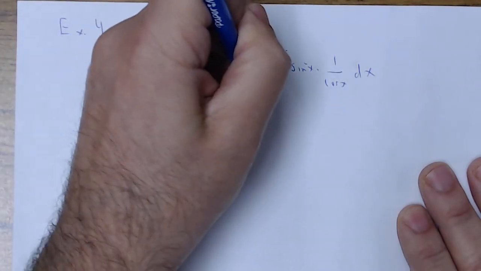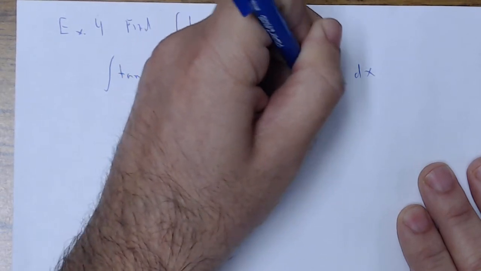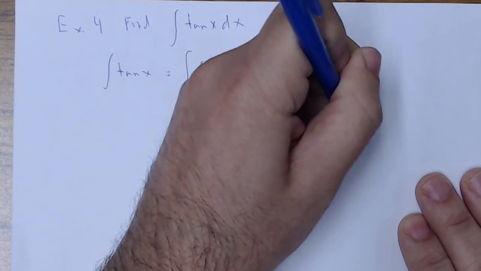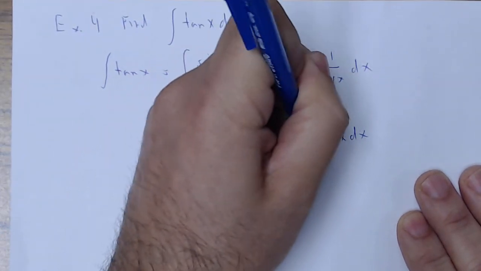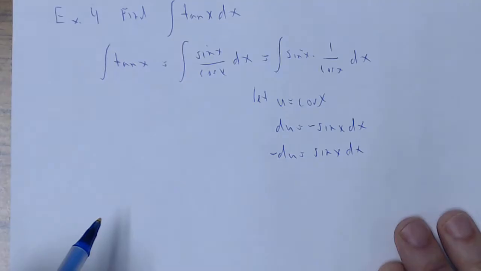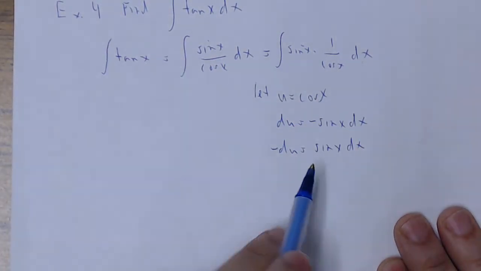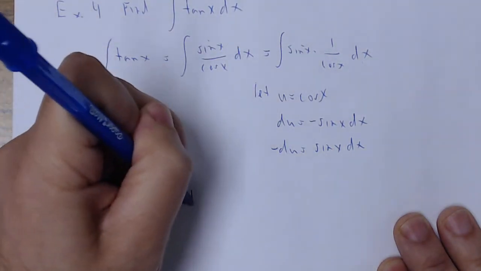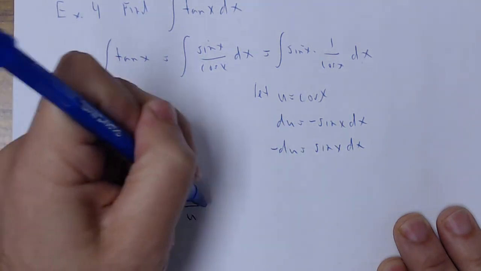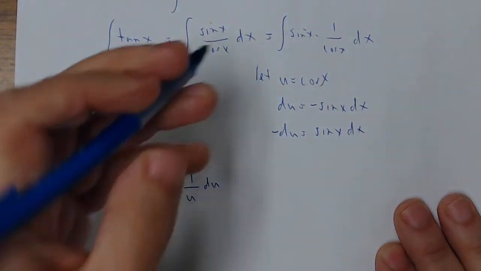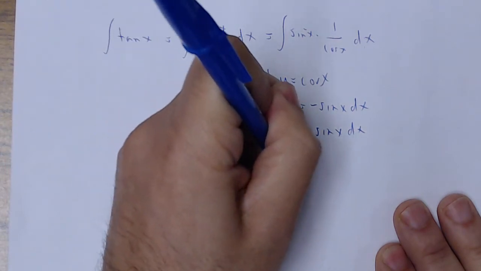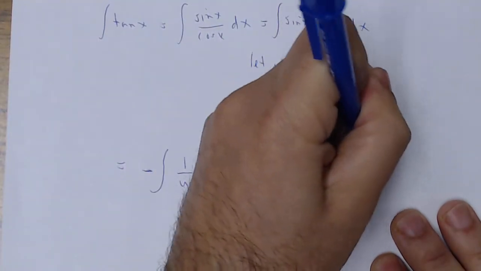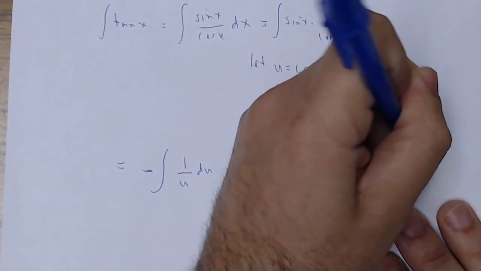So what we're going to say is let u equal cosine of x, then du will be negative sine x dx, which means negative du is sine x dx. And then the rest becomes straightforward because sine x dx becomes negative du. So this integral now becomes negative integral of 1 over u du. And look at how nice that is. The antiderivative of this is ln of absolute value of u plus c. And then now you could plug back in for u cosine. So that'll be absolute value of cosine of x plus c.